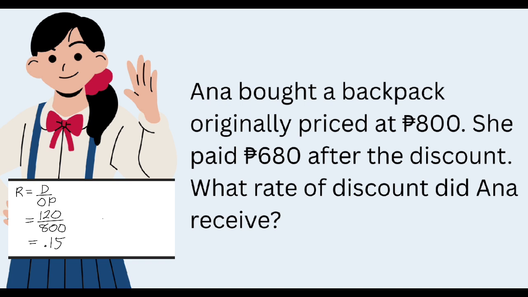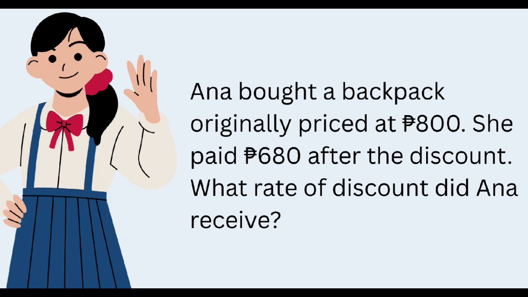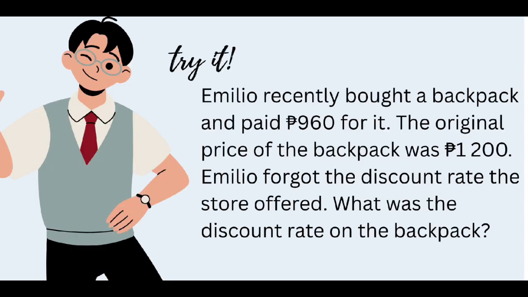0.15. Since we are looking for the rate of the discount that Anna received, we will convert this 0.15 into a rate. So 0.15 times 100 is equal to 15. We just add the percentage symbol. So the rate of the discount that Anna received is 15%. Try this activity.